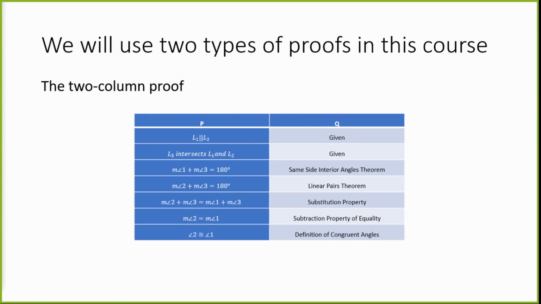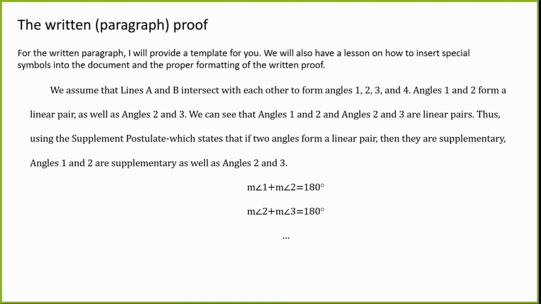So the next style of proof that we'll briefly go over here is the written paragraph proof. And this is going to be necessary for your second writing assignment as well. And I will provide you a template to fill out. I will provide you a lesson on how to write all of our symbols mathematically so that you can have it look as it's supposed to be and formatted correctly.